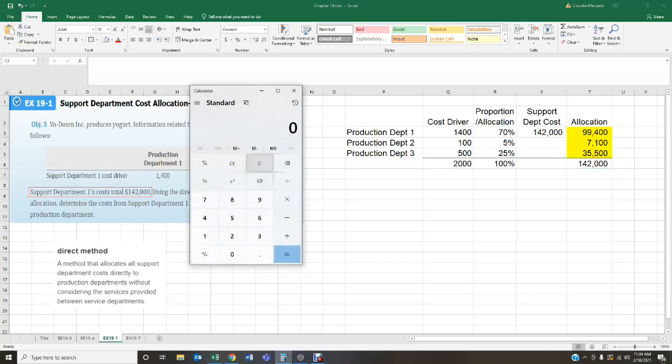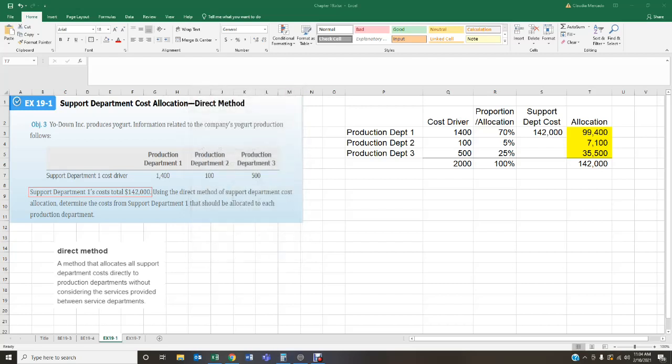So once again, let me do it on the calculator. How do I get my allocation? You're going to get your support department cost, which is 142,000, times the proportion or the allocation percentage calculated. That gives me 99,400. For the second one, it'll be 142,000 times the 5%. That gives me 7,100. And last but not least, I'm going to get my 142,000 times 25%. That gives me 35,500.